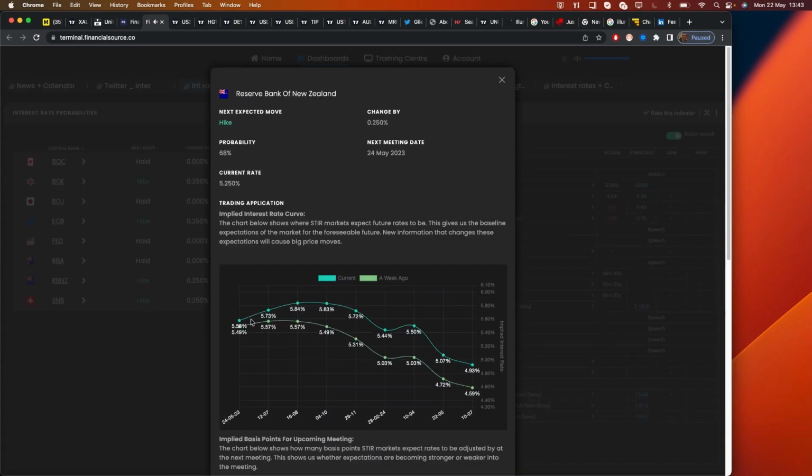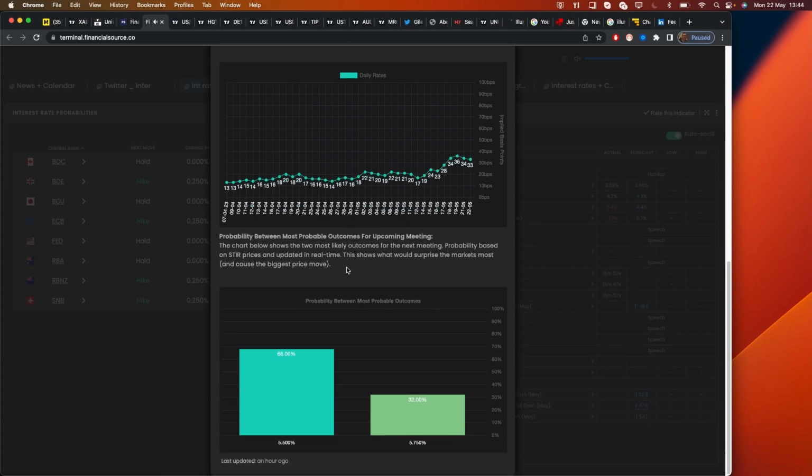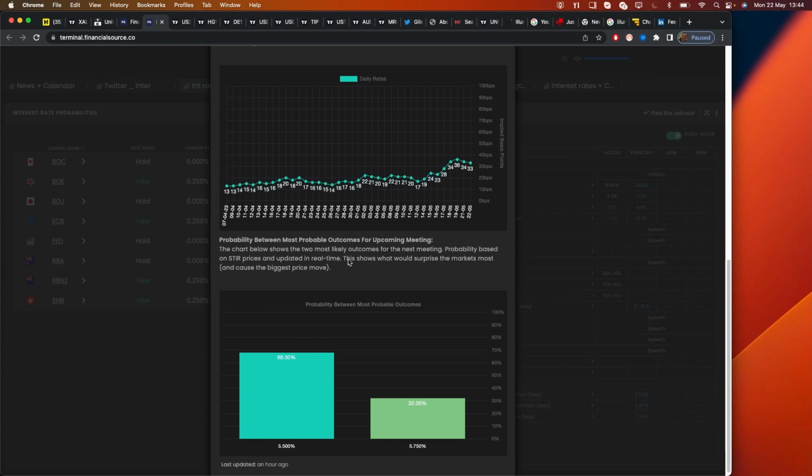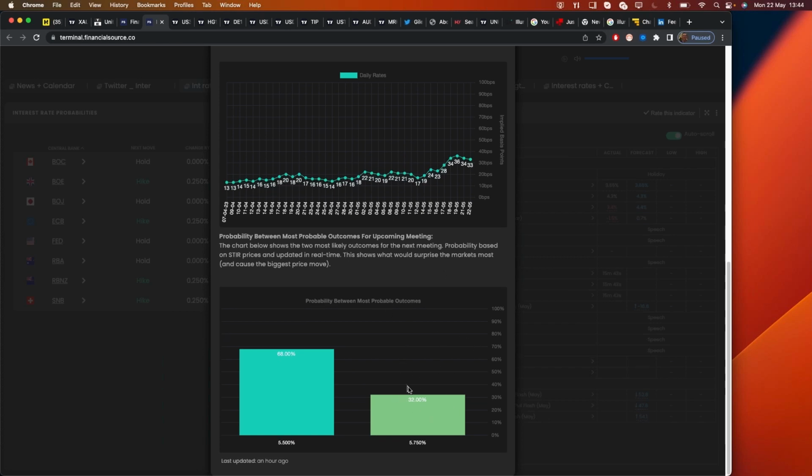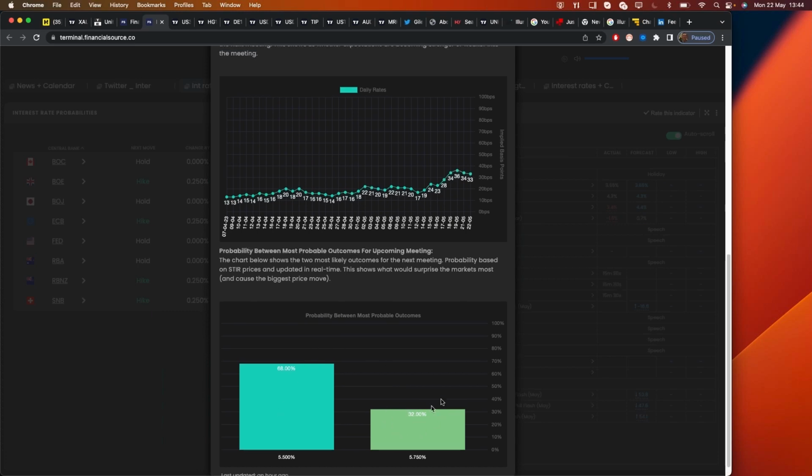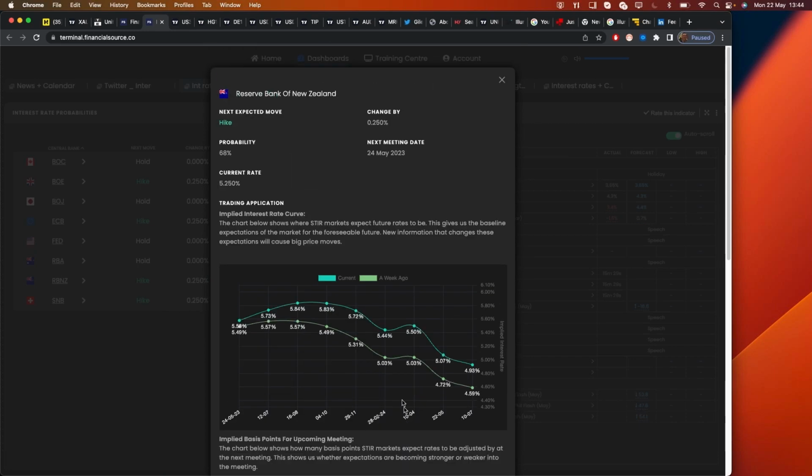The market is expecting the Reserve Bank of New Zealand to hike interest rates by 25 basis points. 68% chance for 25 basis points, 32% chance of 50 basis points. That means that if they hike by 50 basis points, that'll be a surprise, but not a total surprise. So in that case, you would expect the New Zealand dollar to gain if there's a 50 basis point hike, right?